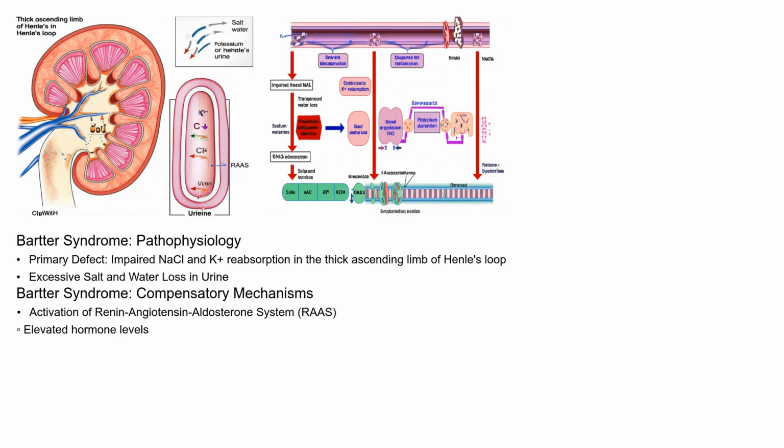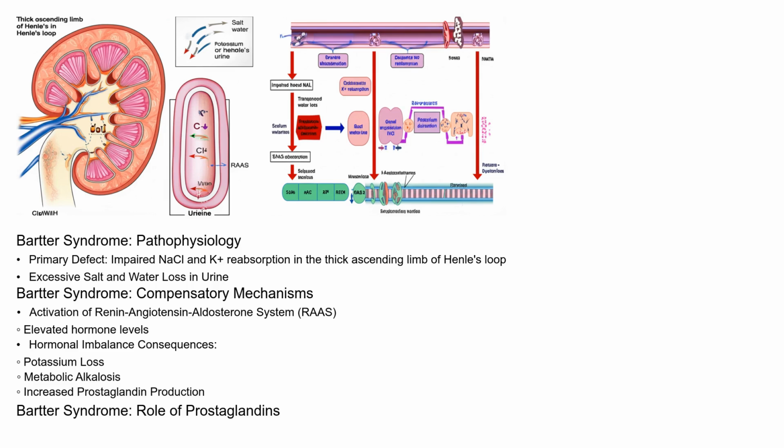The body attempts to compensate for this loss by activating the renin-angiotensin-aldosterone system, leading to elevated levels of these hormones. This hormonal imbalance contributes to potassium loss, metabolic alkalosis, a condition where the blood becomes too alkaline, and increased prostaglandin production. Prostaglandins further exacerbate potassium loss and contribute to the symptoms experienced by individuals with Bartter syndrome.